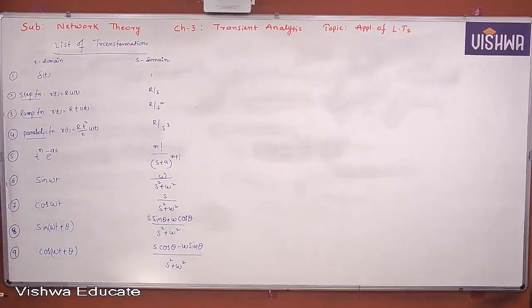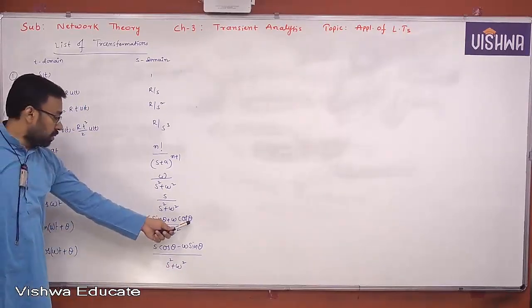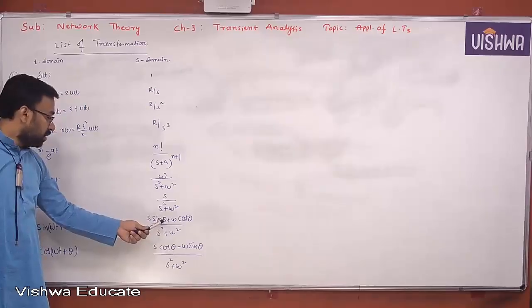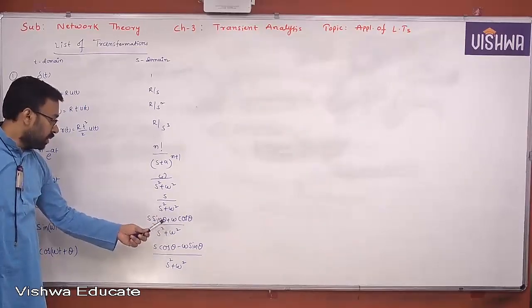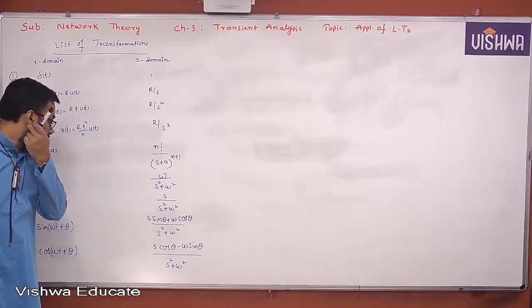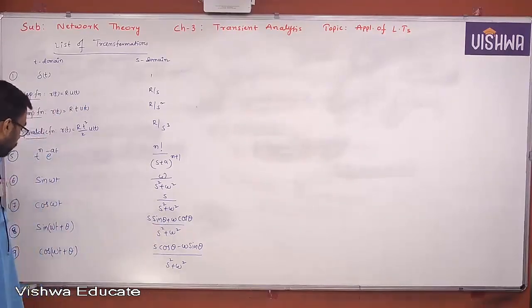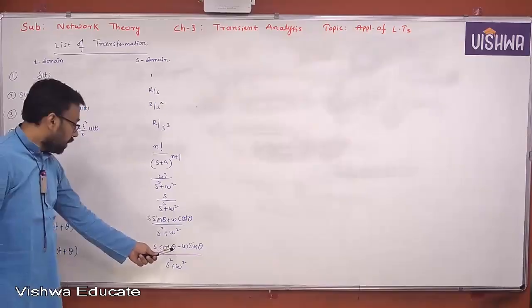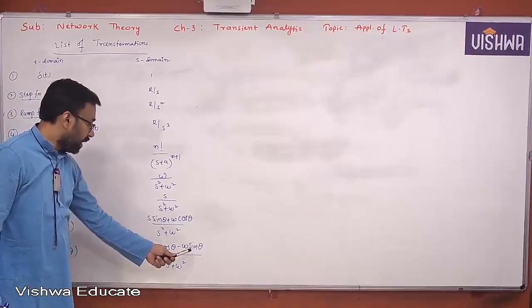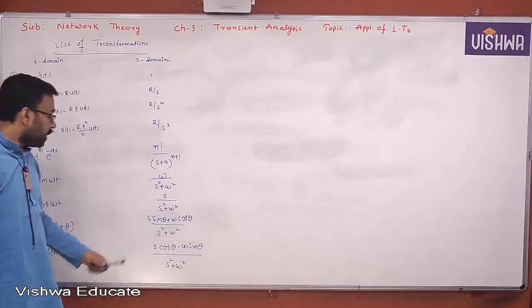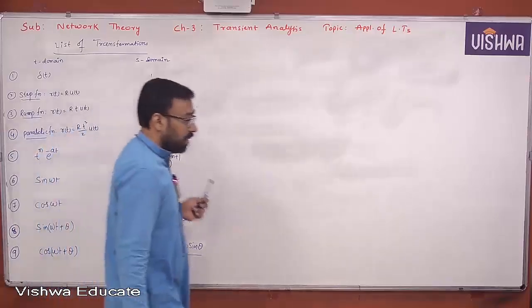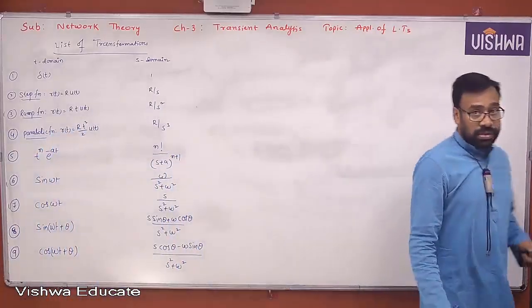Understand? Okay. So if you substitute theta is equal to 0, what do you get? Theta is equal to 0 means omega by s square plus omega square. Substitute 0 here: s cos theta is nothing but s, omega sine theta becomes 0, so s by s square plus omega square. The same thing you are going to get here. Okay, so note down please.